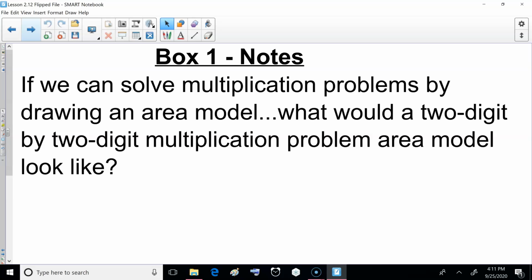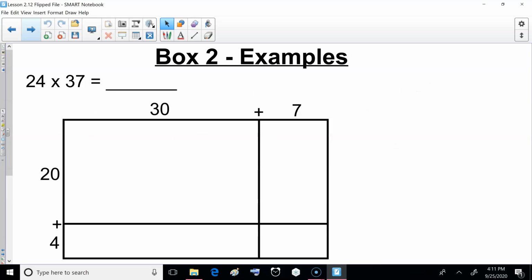And now we will see if your guess is correct. And if not, no big deal. That's what they call a guess, right? So here we go to box 2. This is what it should look like. A 2-digit by 2-digit area model is going to have 4 squares.